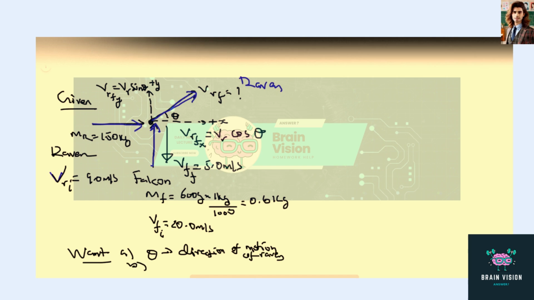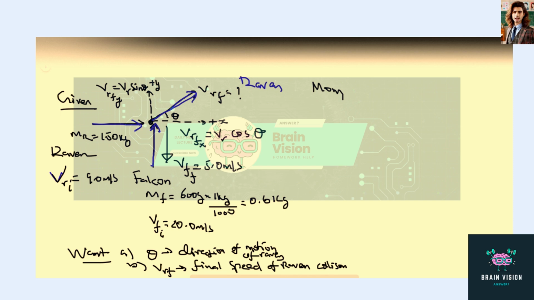And then also part B, we want to find out the final speed, VR final, of the raven after collision. That's the information we're given. We have the x-axis and the y-axis. We have all that information. We also know that the velocities are going to be resolved. So the first thing we're doing is we need to find the momentum.